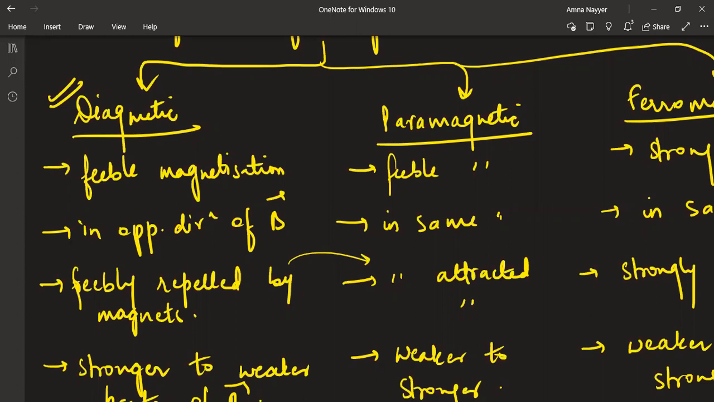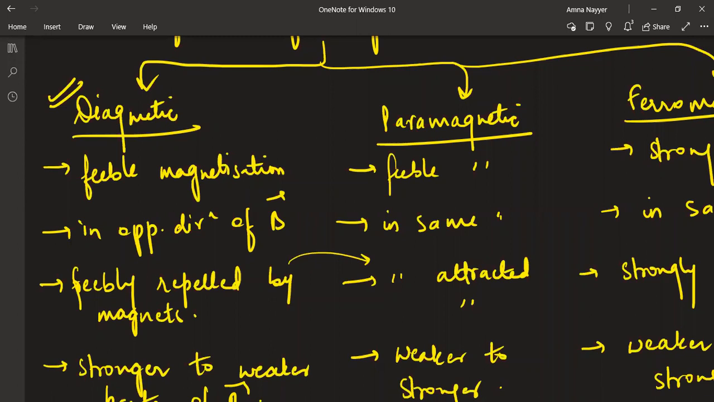Fine. So if I discuss the differences between diamagnetic, paramagnetic, and ferromagnetic substances, see, first point is effect of magnets. So diamagnetic substances are feebly repelled by magnets, means they are weakly repelled by magnets. Paramagnetic substances are weakly attracted. And ferromagnetic substances are strongly attracted. So feebly repelled, feebly attracted, and strongly attracted. So this was the first point, effect of magnets.